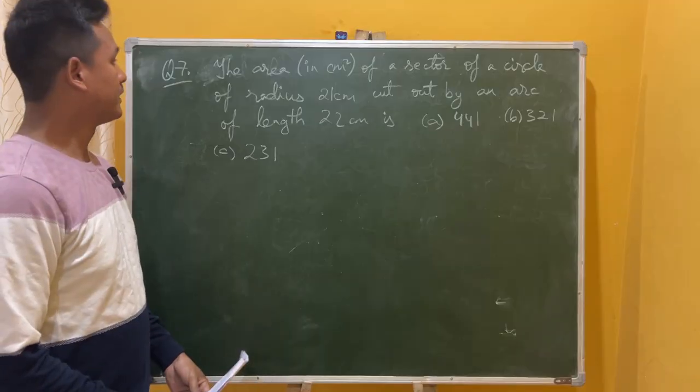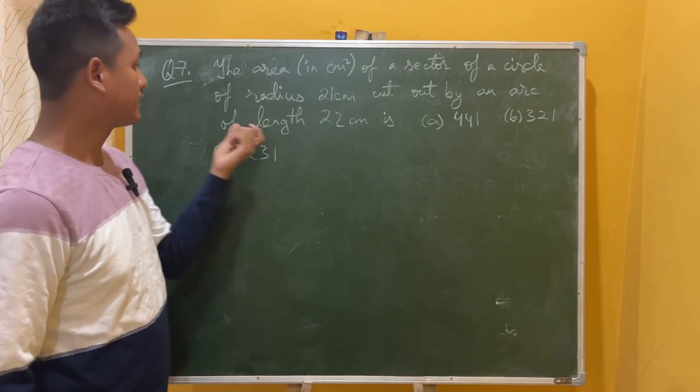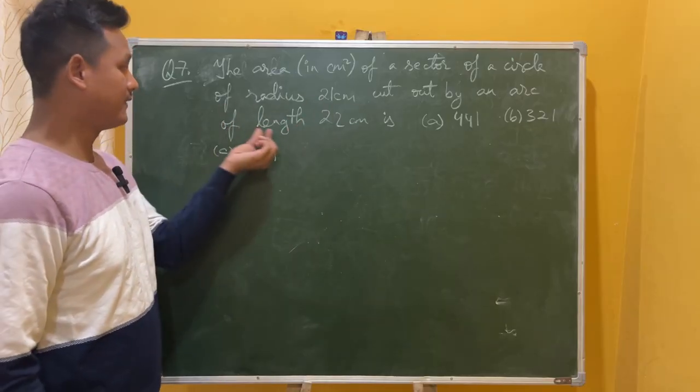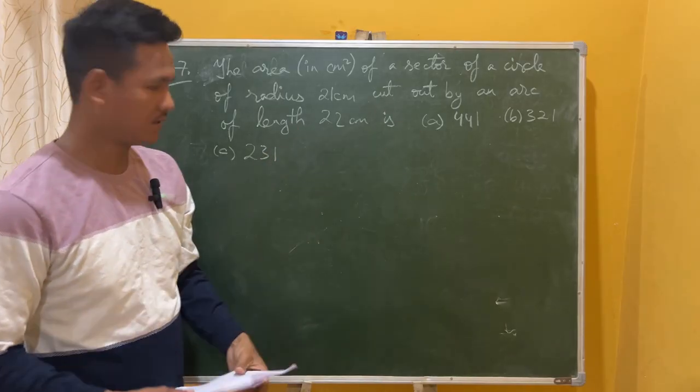Now in this question, it says the area in centimeter square of a sector of a circle of radius 21 centimeter cut out by an arc of length 22 centimeter is one of these. That's fine.